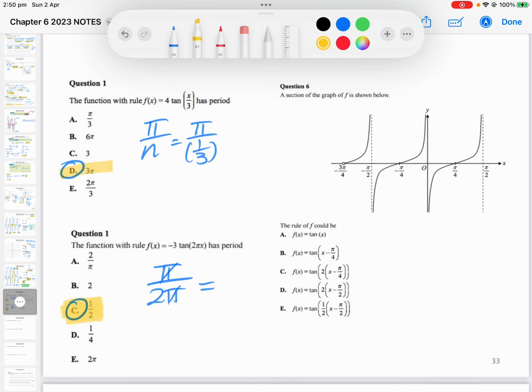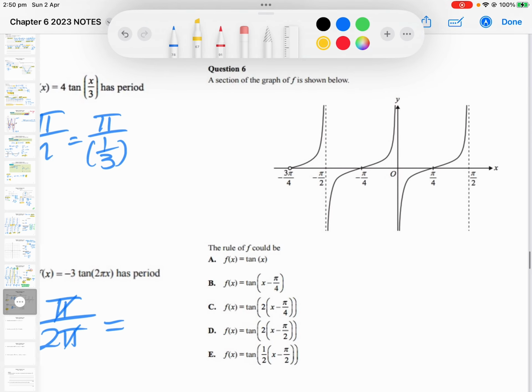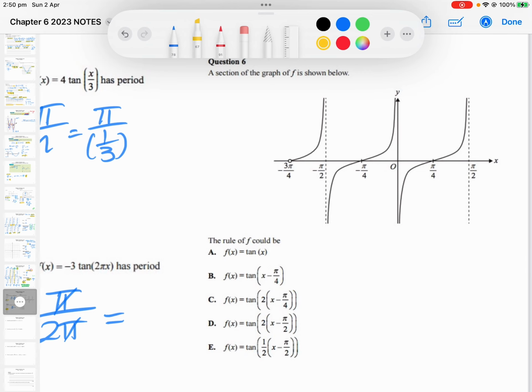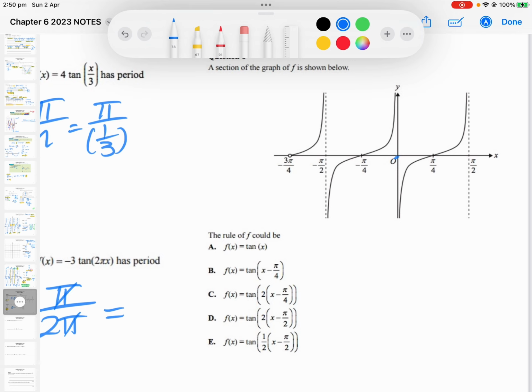Question 6, a section of the graph is shown here, and we need to work out what the rule could be. So it is a tan. I'm thinking it's got some sort of shift left and right, because normally it goes through 0, so it's not going to be A. What's my period? Well, before it repeats, it goes between here. So the period is pi on 2.